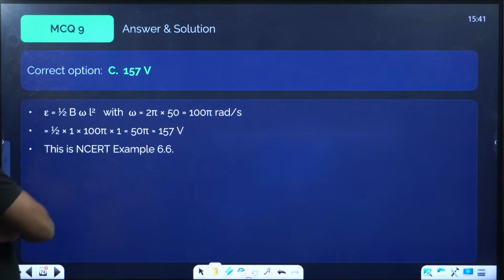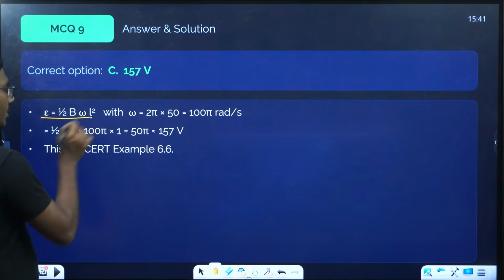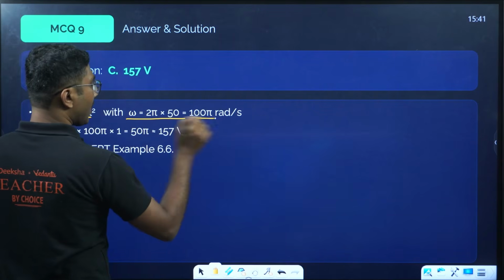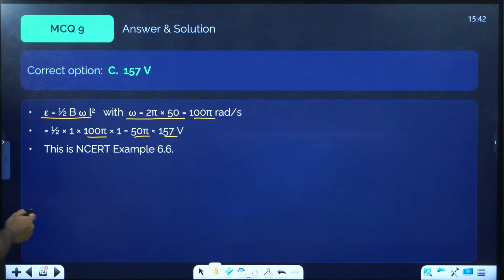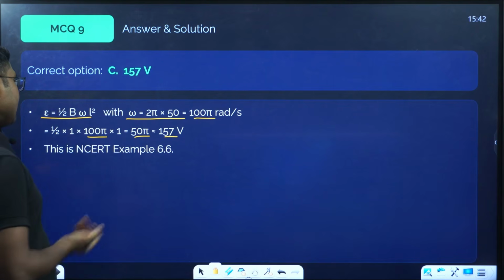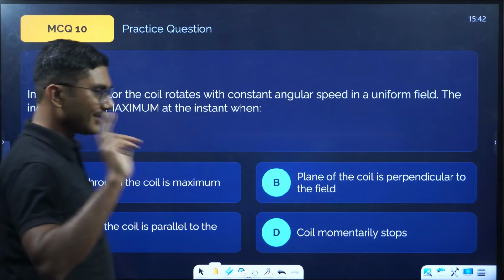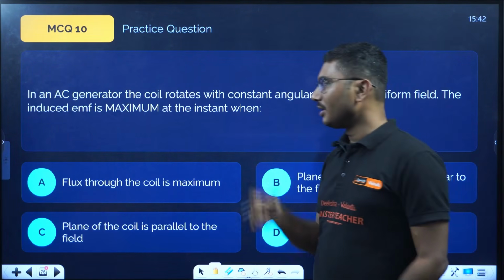Next, correct option 157 volts. So that's what I have done. Epsilon is equal to half B omega L square. Omega is 100 pi radian per second. So you need to convert it and you get 157 volt. Okay, so this is NCERT example 6.6. This question is from your NCERT example. So if you are not able to solve this question, then you are in trouble.